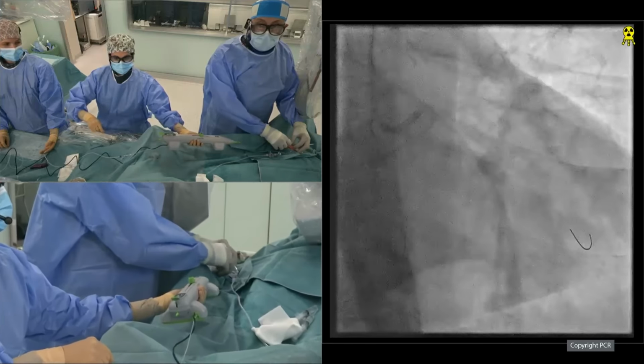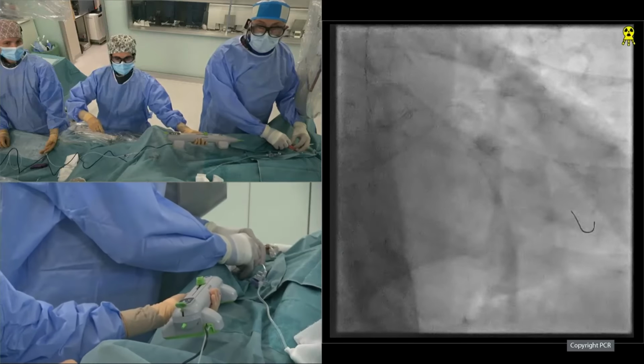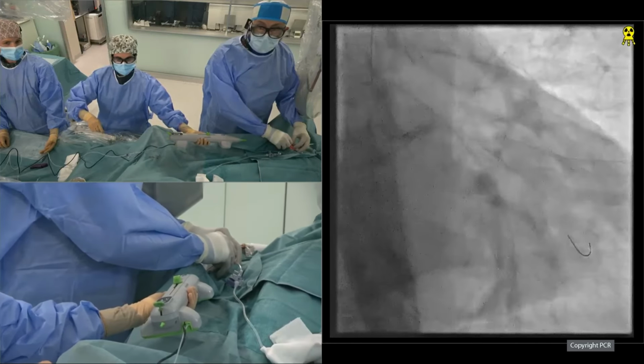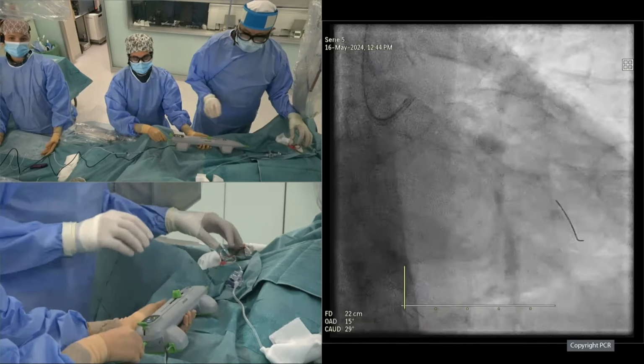Okay, so here's the crown. Probably you can see it. I'm going to make a bit of thickness so you can see it, and you can see that the crown now is very close to the left main. Okay. Good.